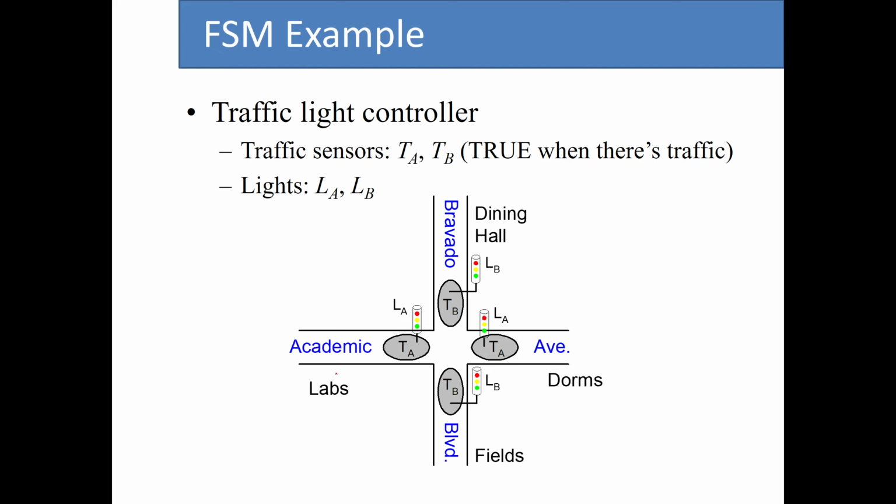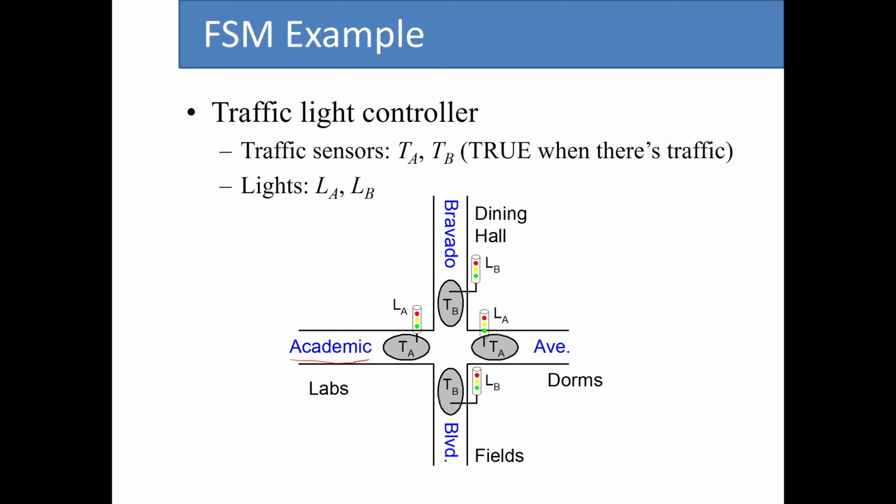This is an example that you are dealing with on a daily basis, and that is a traffic light. So in this example we have the design of a traffic light in mind. We have two streets: the Academic Avenue and the Bravado Boulevard. And we want to design a very simple traffic light to be able to control how people or cars move in this cross section. What we have in mind is we want to give preference to the Academic Avenue.